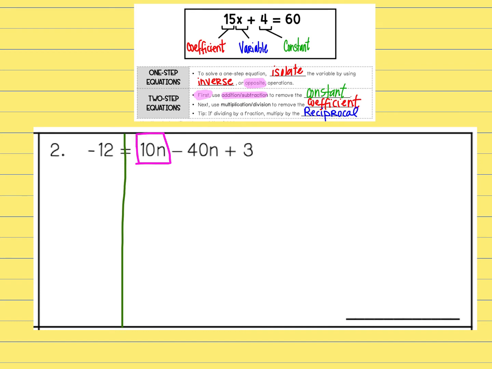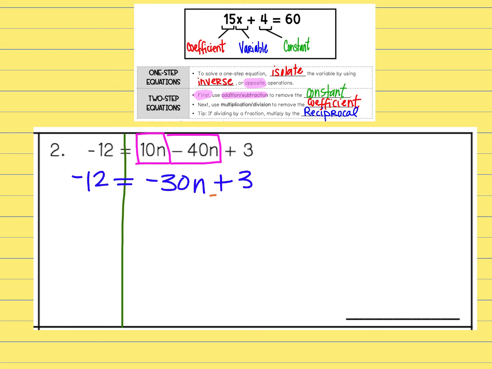Positive 10n, negative or subtract 40n. When you type that into your calculator, make sure that you type 10 first, then minus 40, so that you make sure and see it's negative 30n. I'm going to bring down my constant number, plus 3 equals negative 12.